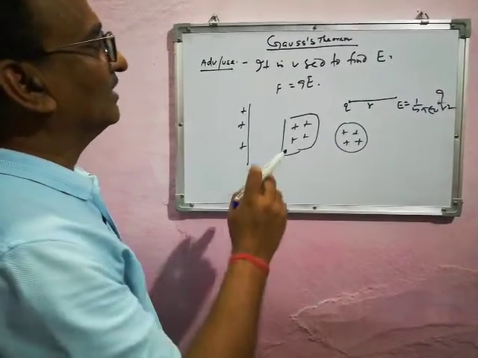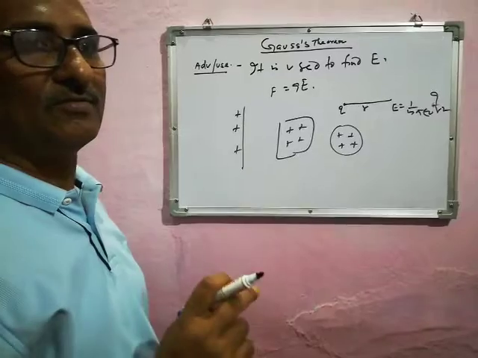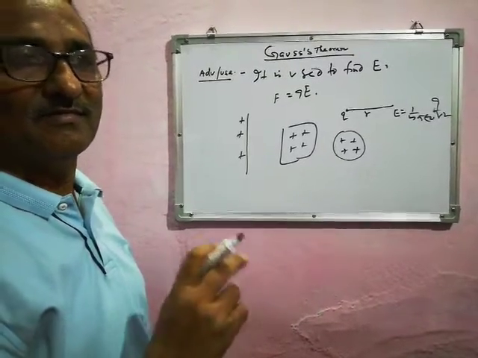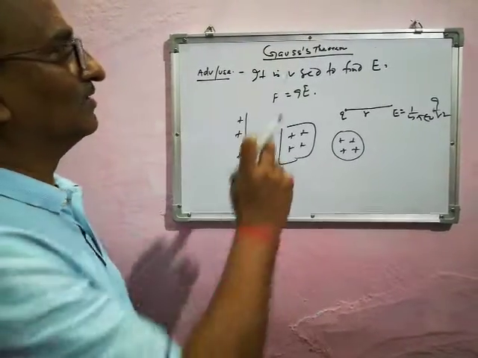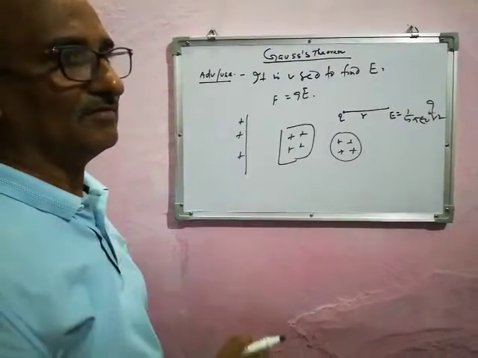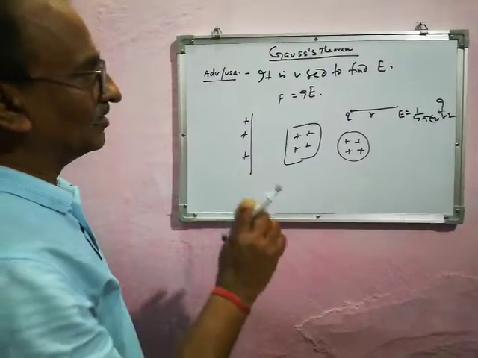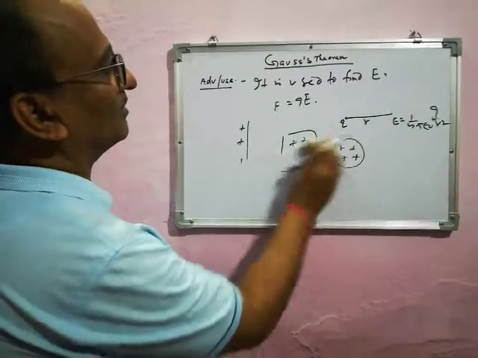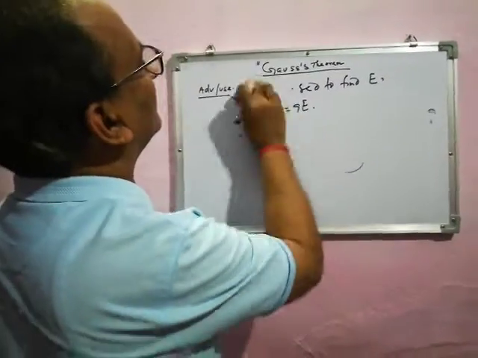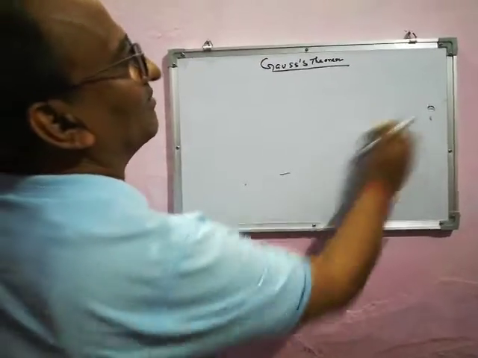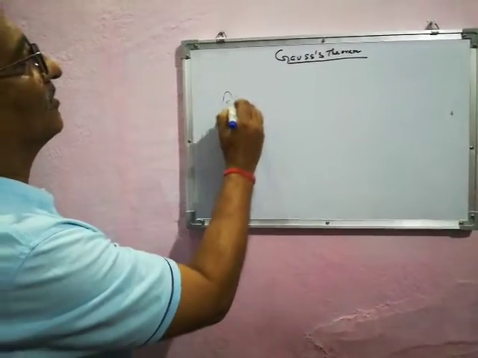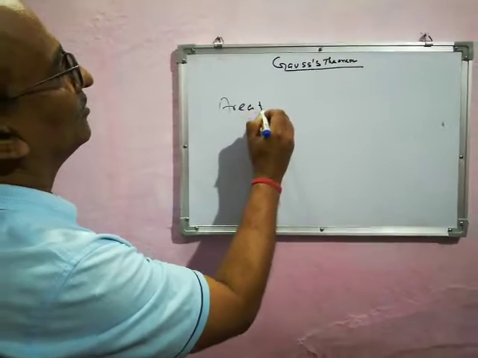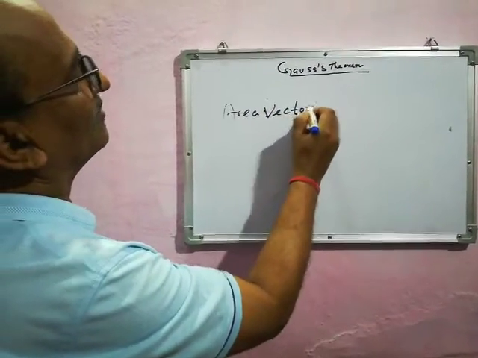In many cases where calculations of electric field using Coulomb's law along with principle of superposition is difficult, the same can be done with Gauss's theorem with great ease. Here some terms are required to be learned. First one is area vector. So what is area vector? Sometimes we need to consider area as a vector.